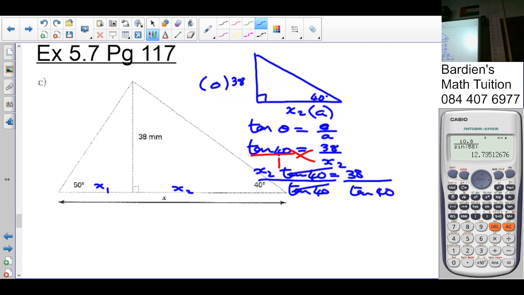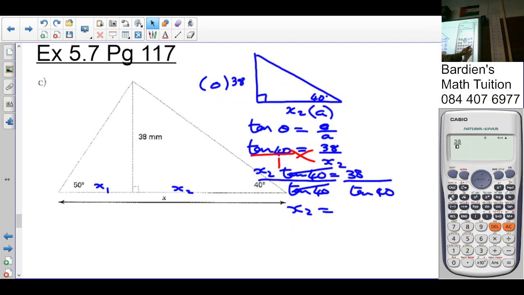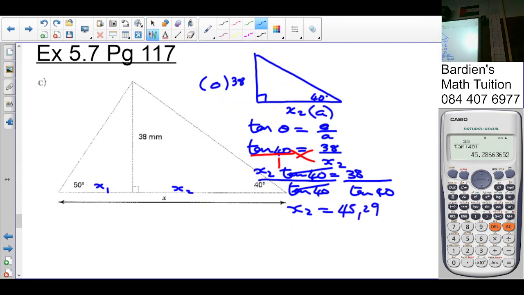That's gone. So x2 is equal to 38 over tan 40. That gives 45,29. Okay, so this first part here, 45,29 from there to there. Okay?